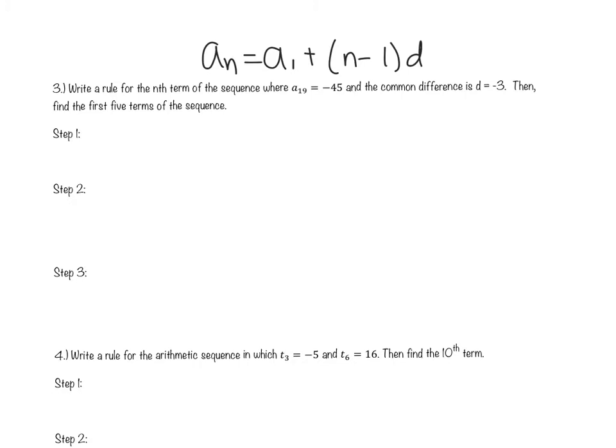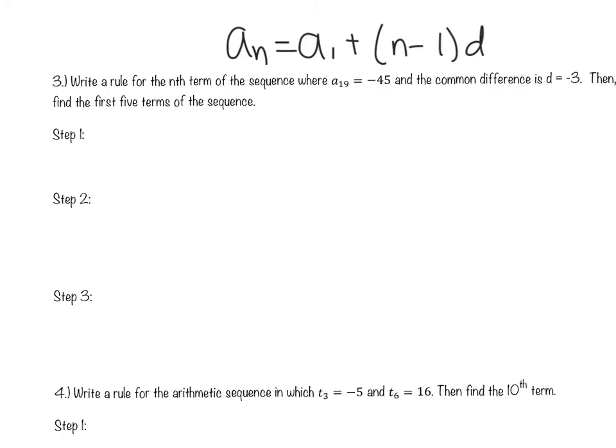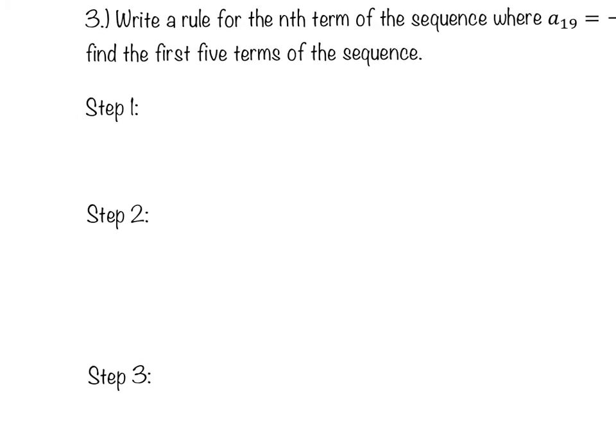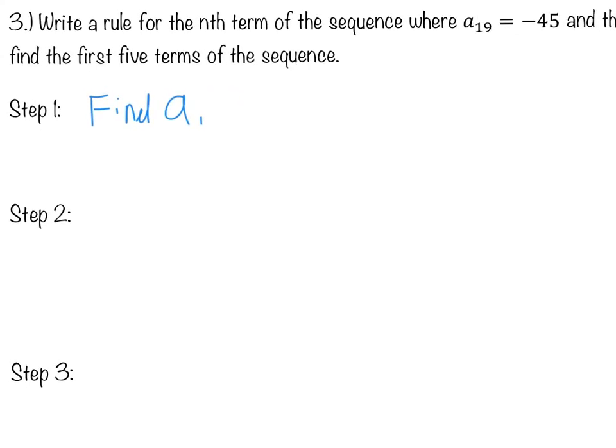So in order to do this, we have to find a sub 1. We need the first term to write the formula. We have d, but we need the first term. So step 1 is going to be, if I can zoom in here, find a sub 1. Now how we do that, so if we write the formula here, and maybe I'll do this in different colors so we don't get confused here. If I write the formula a sub n equals a sub 1 plus n minus 1 times d, you're essentially looking for a sub 1.